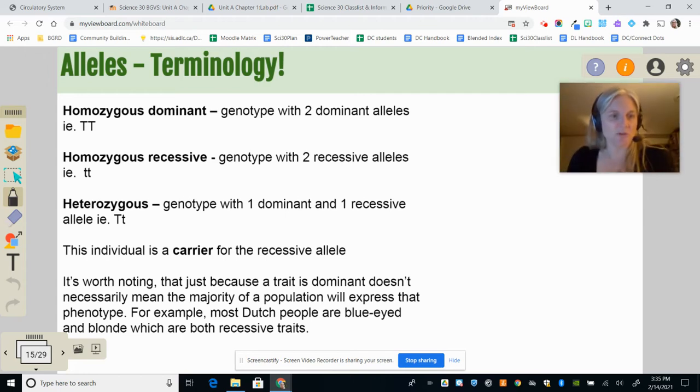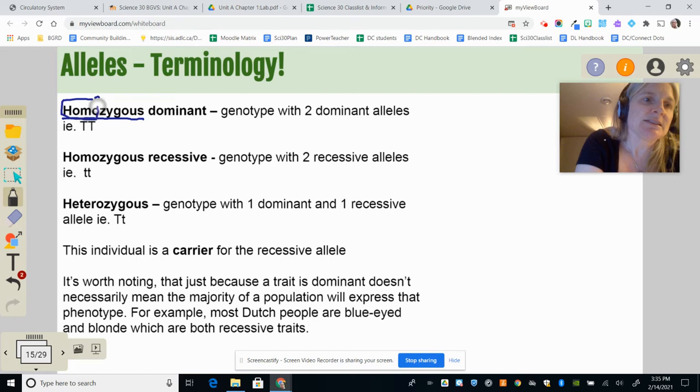So there's a little bit more terminology here, and then we'll try another couple of questions. Homozygous dominant. When you see homozygous, think homo means the same.